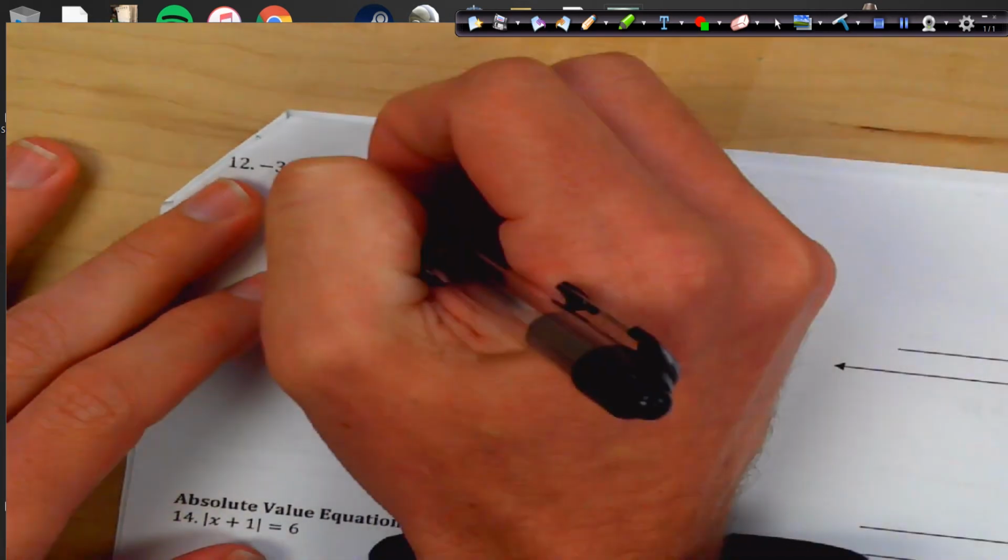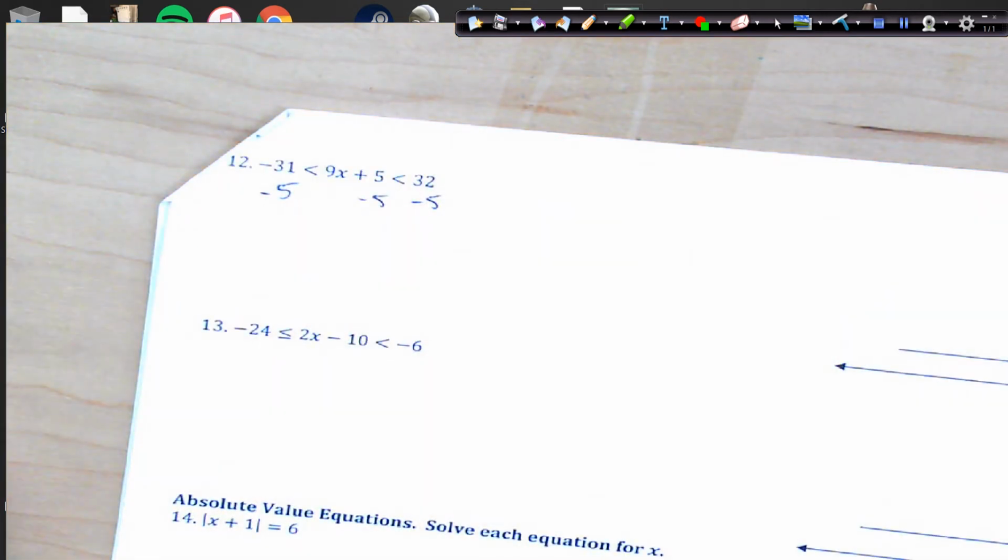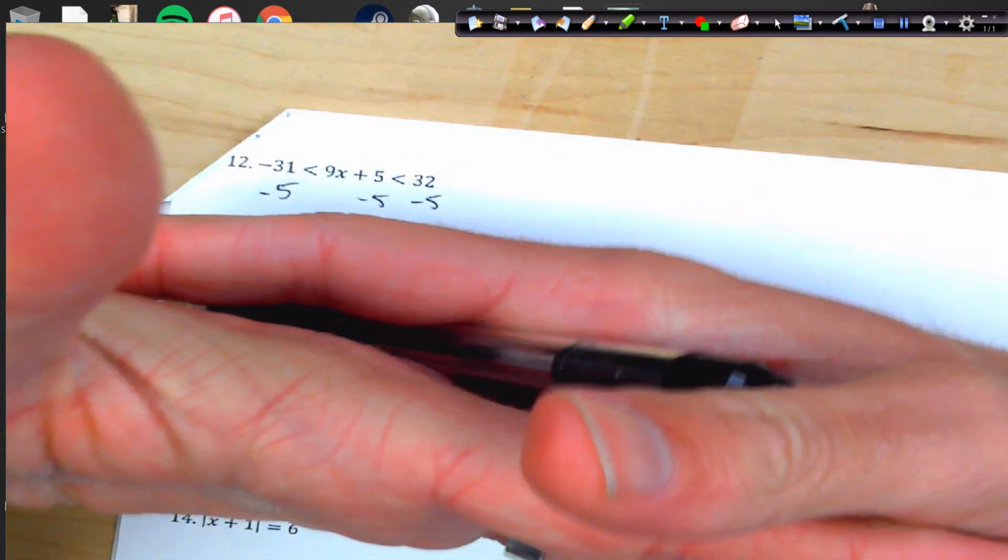Woo! 12. We're not even halfway there. Okay, here we go. Next, we're going to go ahead and subtract 5 from both sides. And when I say both, I mean all 3 sides. This is an AND problem. I don't know if you can tell my hands are doing the AND symbol.